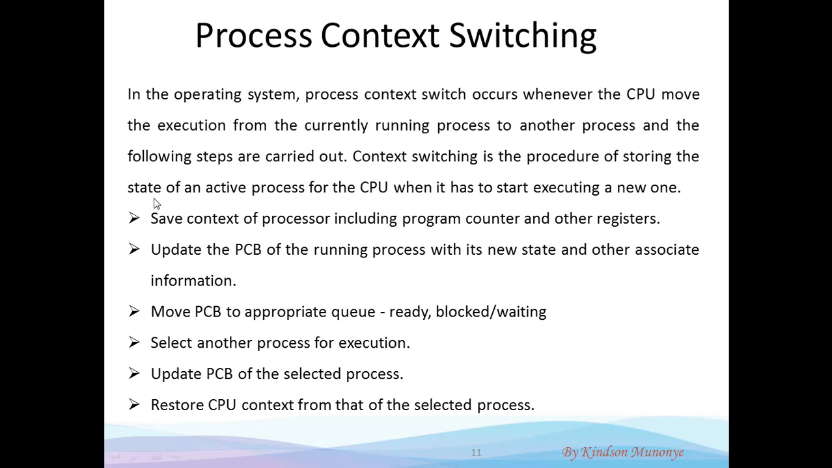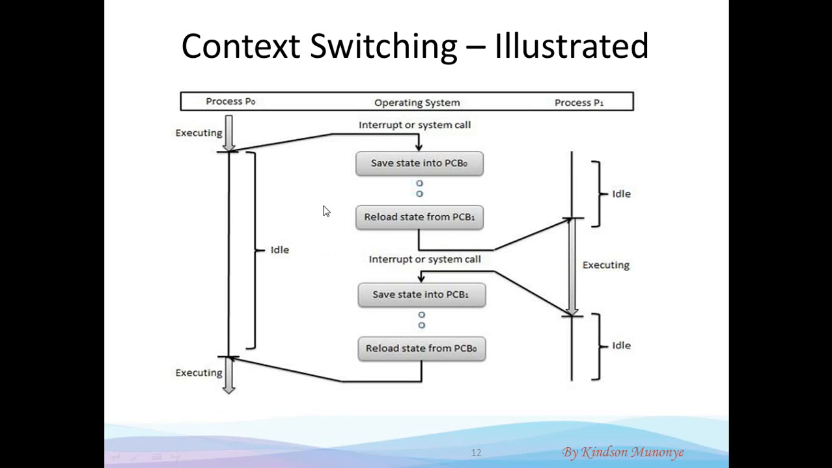So what happens? It occurs whenever the CPU moves the execution from the currently running process to another process, and the following steps are carried out. I outlined about 6 steps there, so get used to them. The context is saved, the PCB is updated, and the PCB moves to either ready or blocked, and so on. Just take note that in the next slide I have a diagram illustrating the process context switching.